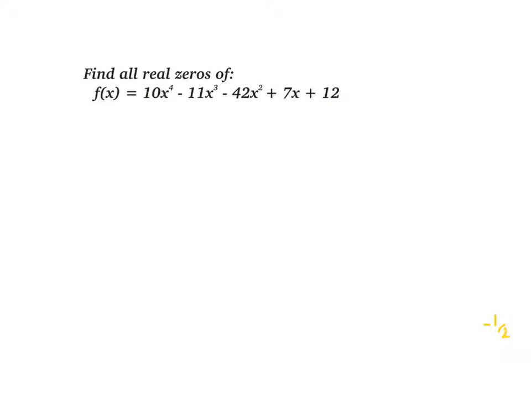Okay, let's try this one. Find the real zeros. Wow, I got a 10 in the front. Get ready for a list here. Factors of 12 are 1, 2, 3, 4, 6, 12. Factors of 10 are 1, 2, 5, 10.